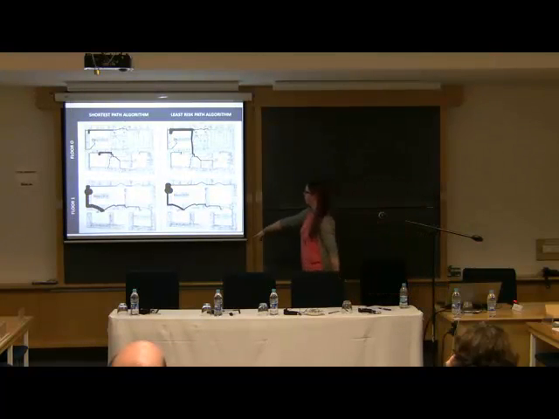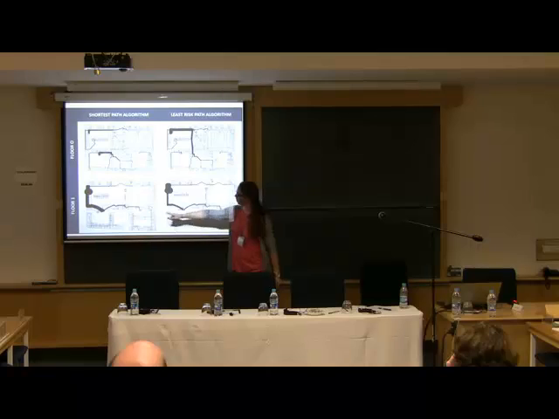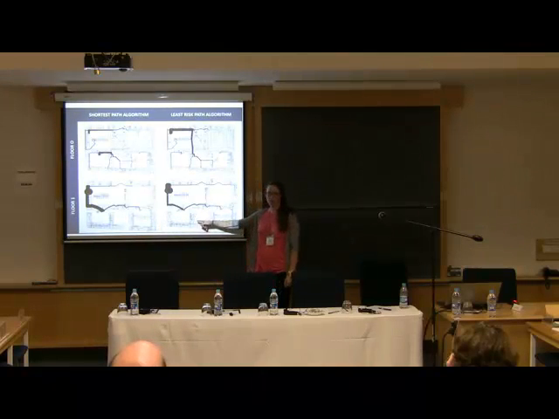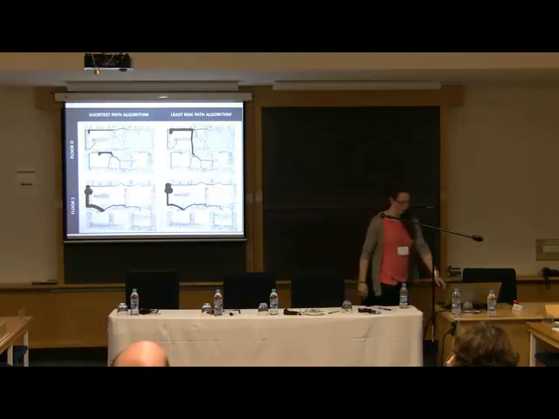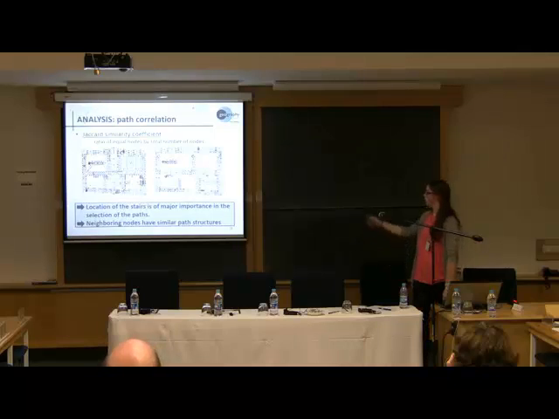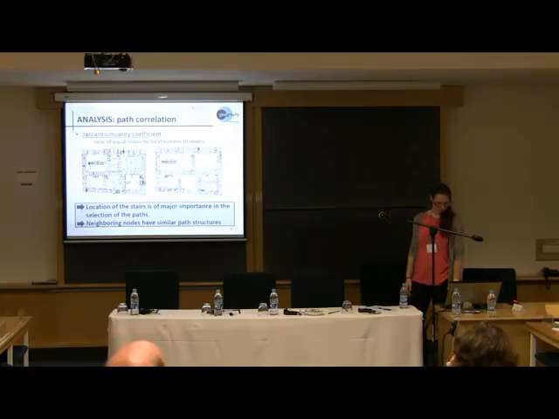On the previous one, you couldn't really see any difference between the shortest path and the least risk path, and that was because these edges are not used very much, because there are only so many rooms there. But if we look at the node use, then we can see a difference. So the location of the stairs is of major importance in the selection of the paths, and neighboring nodes have similar path structures.